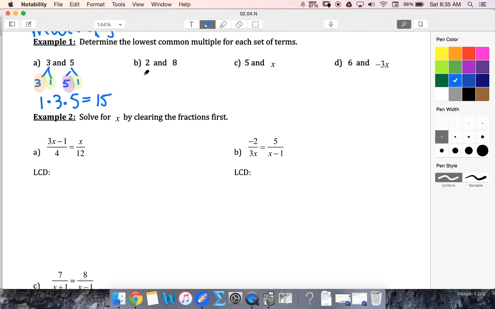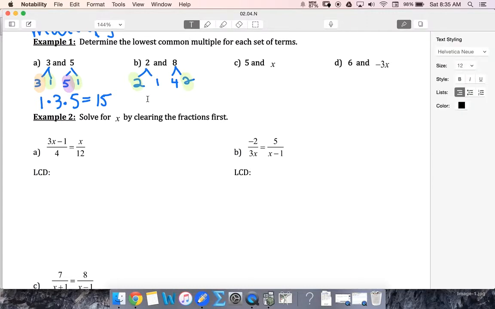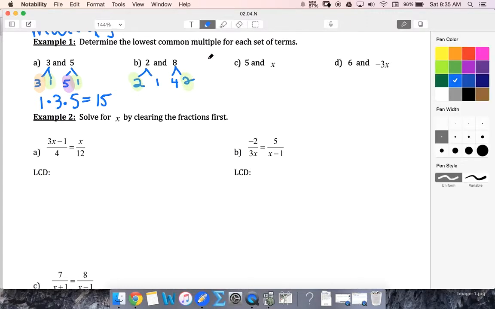Let's try it again with 2 and 8. 2 is prime, so 2 times 1. 8 is 4 times 2, and I don't need to keep going because I've already seen that my common number is 2, so I'll have a single 2. And I don't really need the 1. 1 doesn't change anything. And then I've got the one that's not shared, which is the 4, so that's 8.